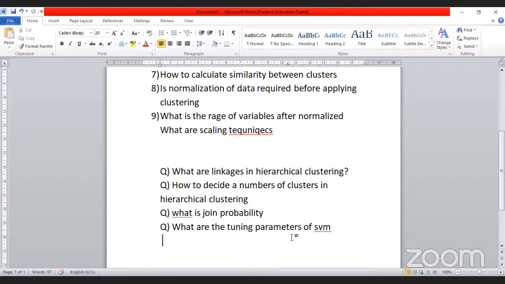Then the question arrives: what is the kernel technique?